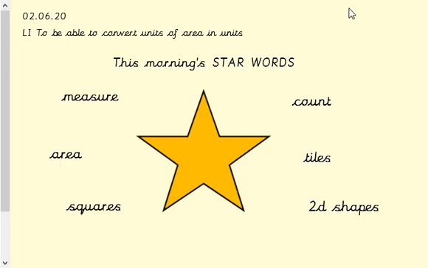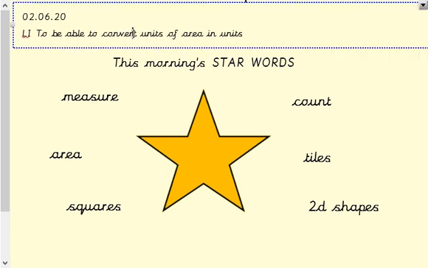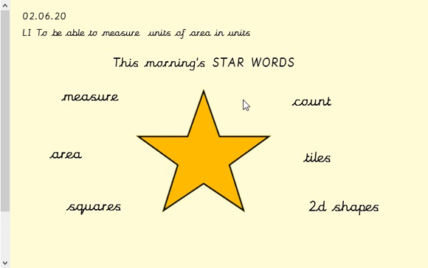This morning's learning intention is again being able to convert units of area. Okay, when I say convert, what I actually mean is measure. That's a typing error, so you'll have to excuse me. I might be able to change that on the screen while we go. Apologies for that. And what we are going to be looking at this morning is measuring area.